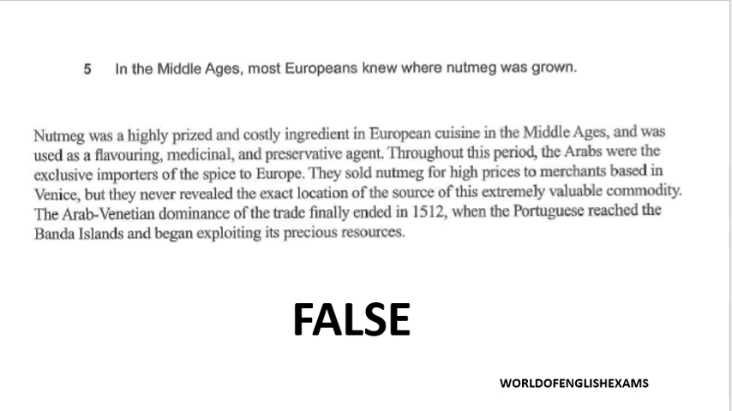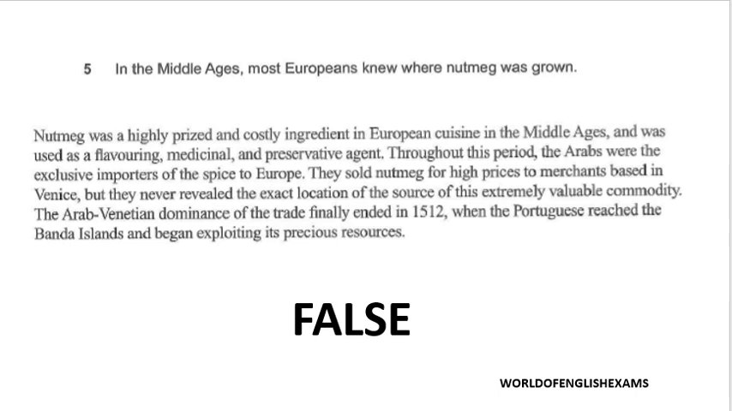Now let's start reading it. Please don't go with the words, because nutmeg is something that would be found in multiple places around the passage. So don't get confused by that. Go with the meaning. I hope you understood the statement. Now when you read the paragraph, you will be able to locate the answer. Nutmeg was a highly prized and costly ingredient in European cuisine in the Middle Ages. Though the keywords match, the meaning is not yet revealed. So they are just telling that it is a costly ingredient in European cuisine in the Middle Ages. Nothing about the location. And was used as a flavoring, medicinal and preservative agent.